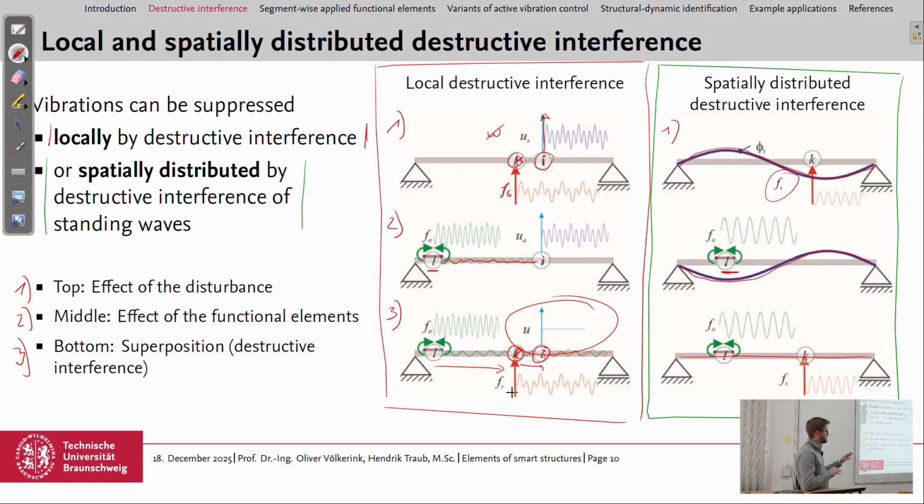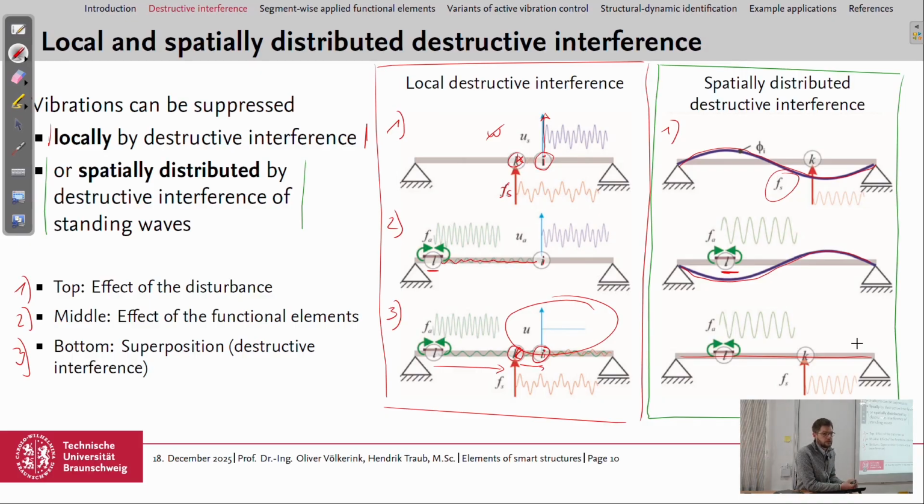Our look at this in this lecture is very general. Details like which actuator do we need, which control approach, and so on are not part of the lecture. My aim is that you understand just the basic concepts. We have the local destructive interference, where you would look at one point and try to calm down this one point. And the other is the spatially distributed destructive interference, where you try to excite the same mode shapes with a phase shift to calm the whole structure down.